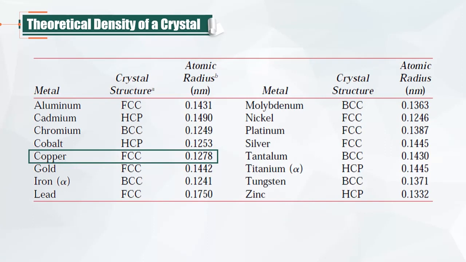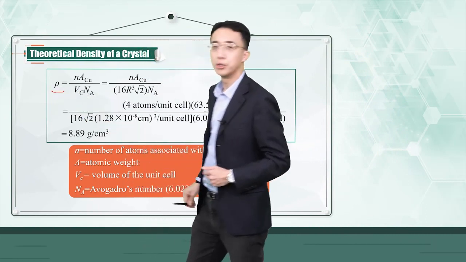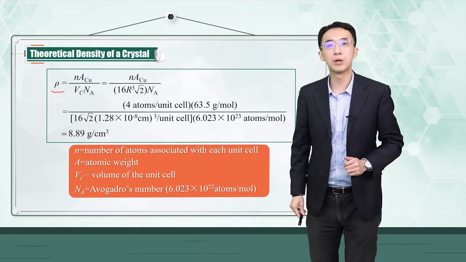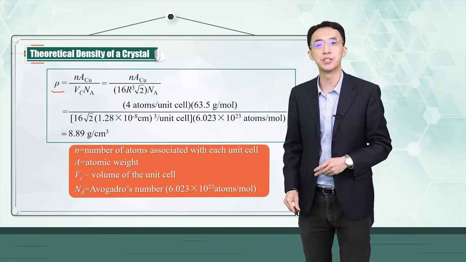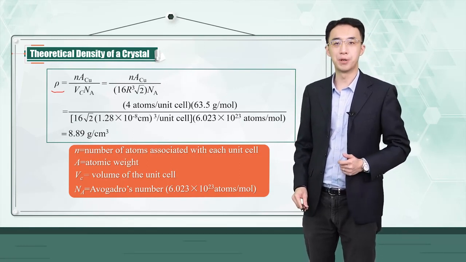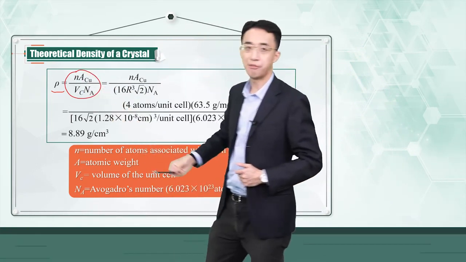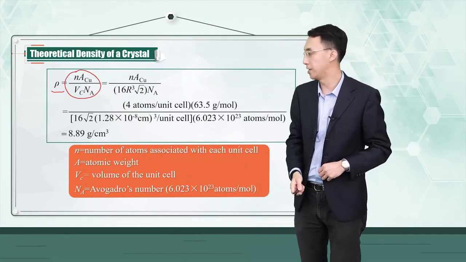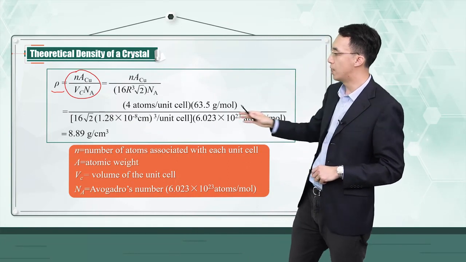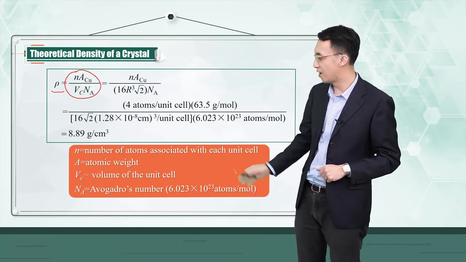So the next topic is how to calculate the density of a certain metal structure. To calculate the theoretical density of copper, you need to know the total number of atoms associated with each unit cell, the atomic weight, the volume of the unit cell, and Avogadro's number. Right? So it is described or calculated by this equation. So this is essentially the definition of your density calculation.